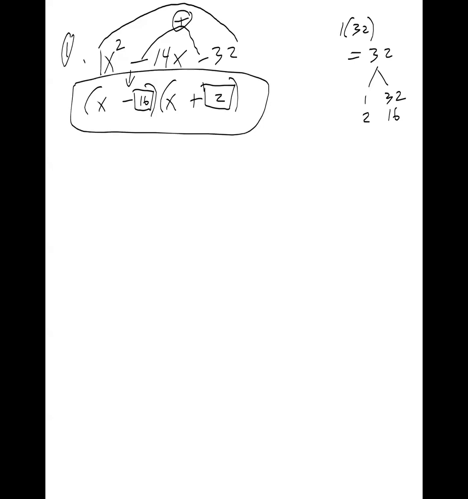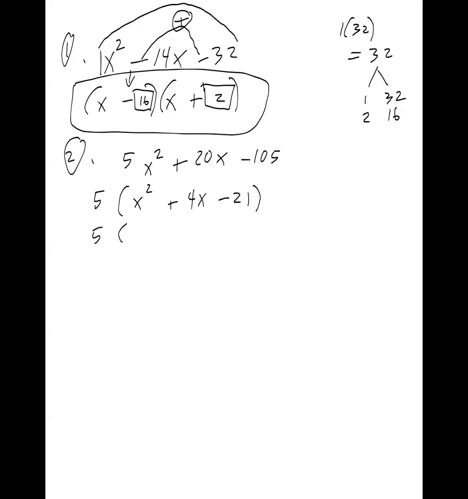Now let's go to question number 2. This one says 5x squared plus 20x minus 105. On this one, we have to factor out the greatest common factor, which is 5. And when we do that, we'll get x squared left over, 4x left over, and negative 21 left over.